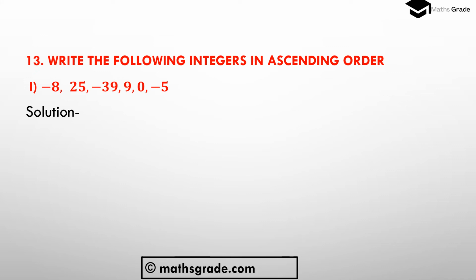Now question number 13. Write the following integers in ascending order, that is from smallest to the biggest integer. The integers are minus 8, 25, minus 39, 9, 0, minus 5. The integer with negative sign and bigger number is the smallest integer. So here 39 is the bigger number, but it is negative, so minus 39 is the smallest integer.